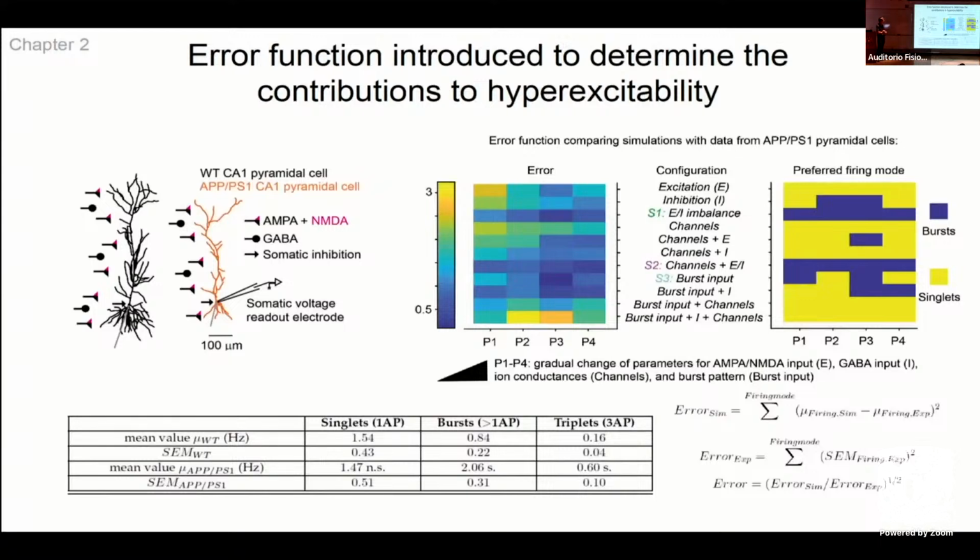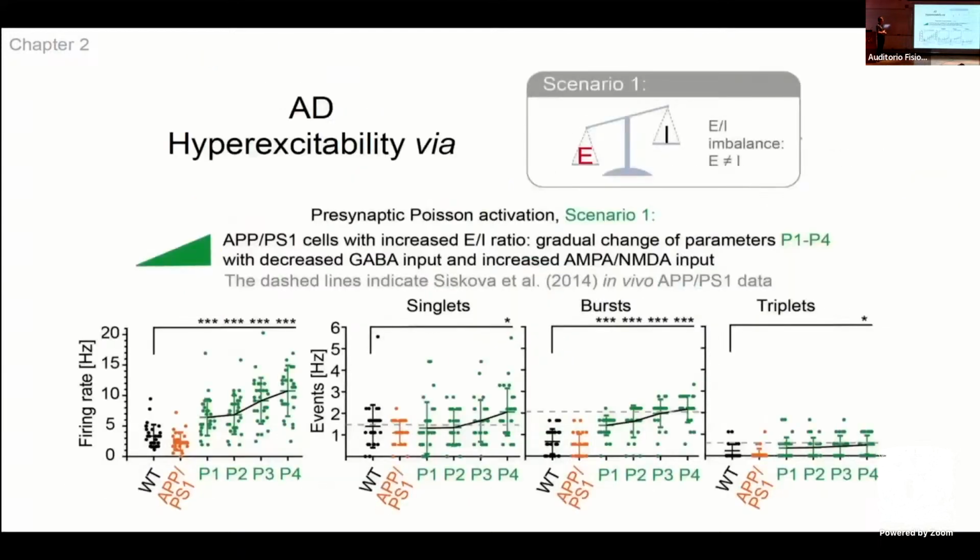And in doing so, we could identify, so the low error is here in dark blue, 3 scenarios that we consider close enough to the data to say this is a plausible explanation for the hyperexcitability. And I will go through each of them. So in the first scenario, this is a combination of excitation increase and inhibition decrease.